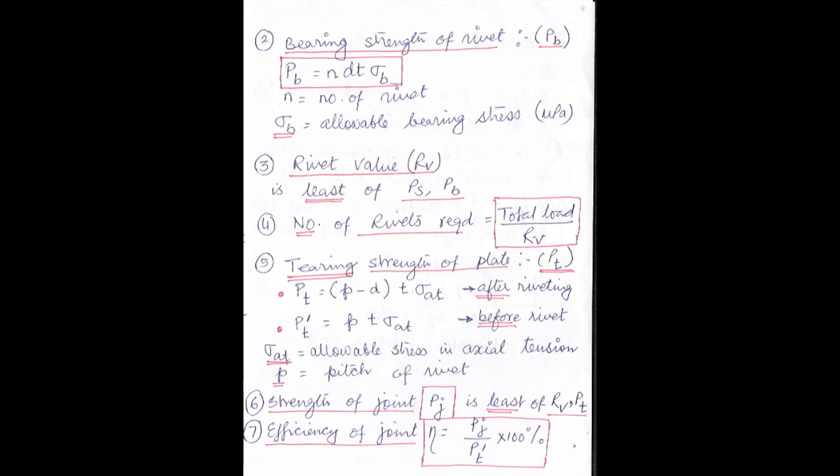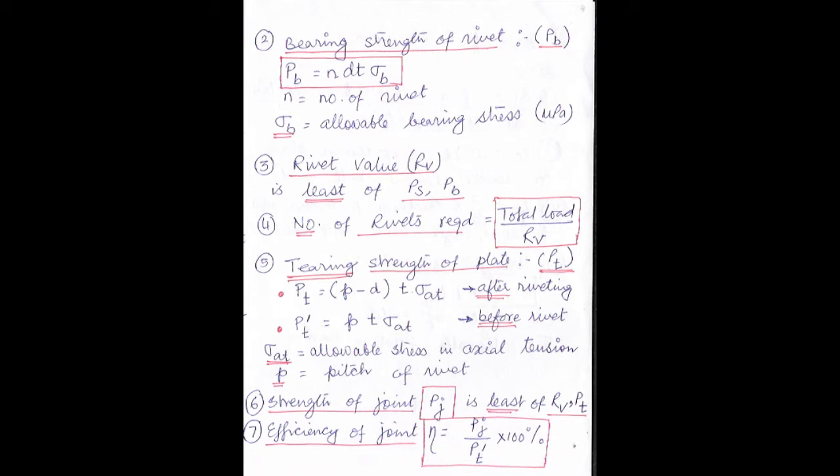Next is step number 5. Till now we have seen the shearing strength and bearing strength of the rivet, but we have not discussed the strength of the plate. So we also have to consider the tearing strength of the plate. It is denoted as PT. Tearing strength of a plate can be divided into two parts: number 1 after riveting and number 2 before riveting. That means when the plate is intact and we have not started riveting, that is before riveting. And after riveting, what will be the strength of the plate? That we have to see.